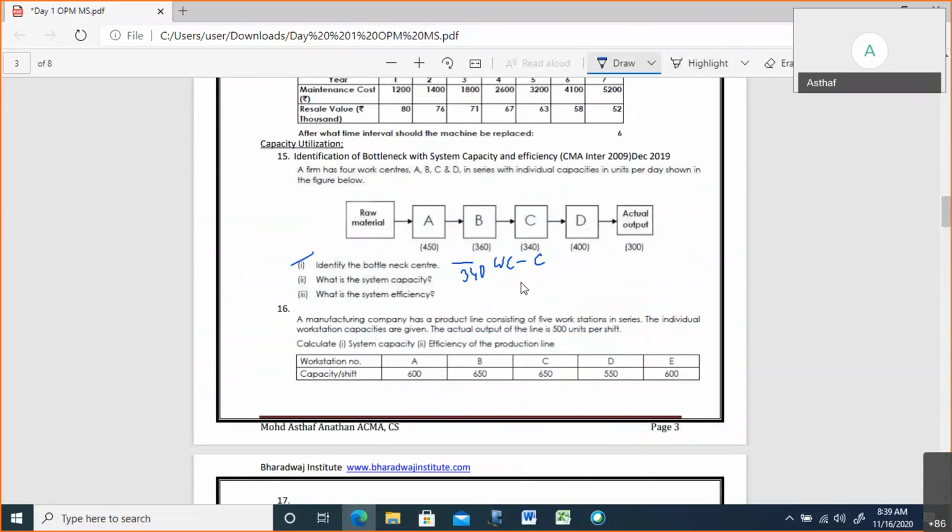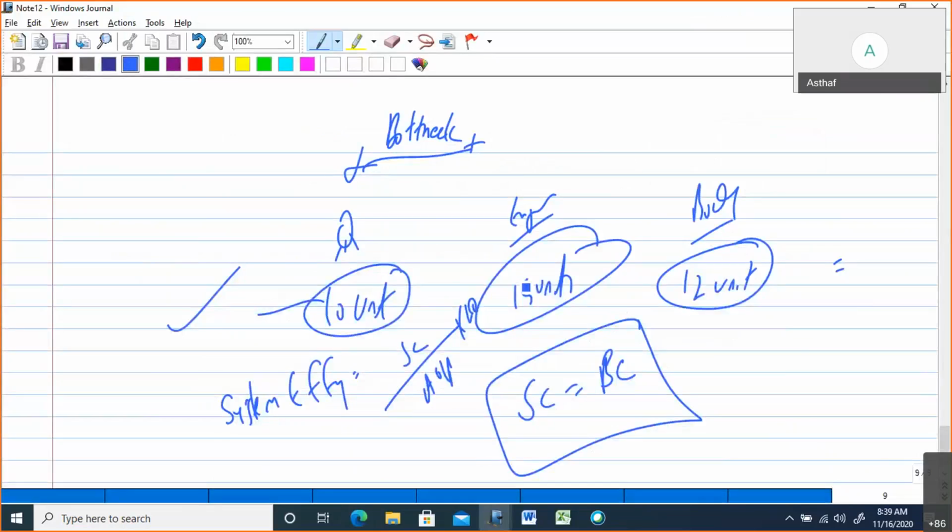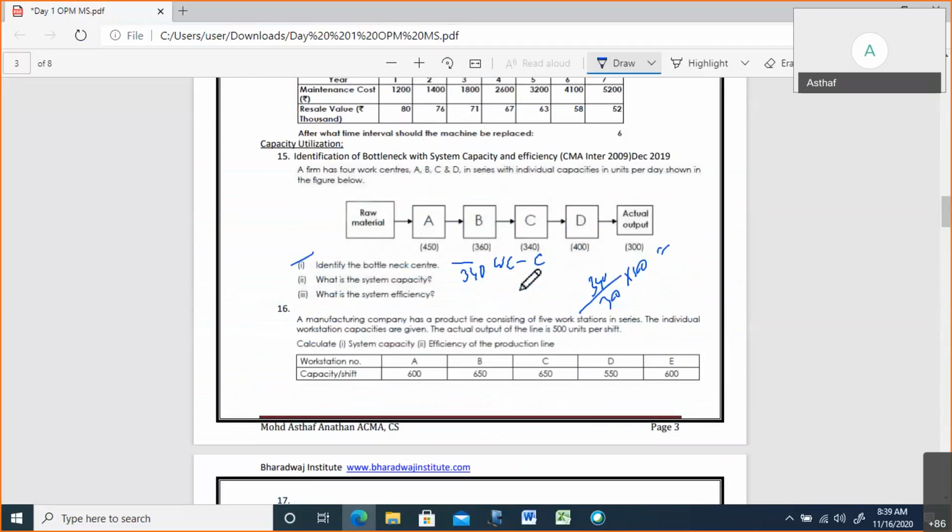See, the formula is what? Your system capacity is 340, actual output is 300, into 100. What is the answer? 340 by 300 into 100. What is the answer, my dears? 88.4.